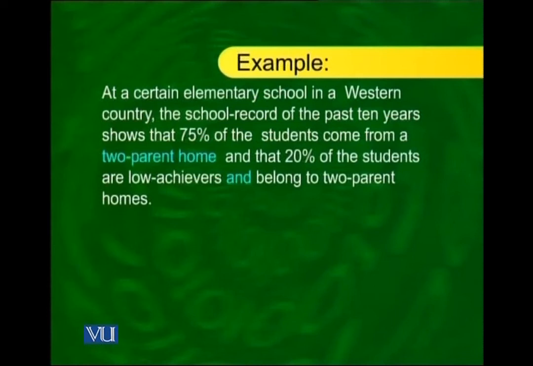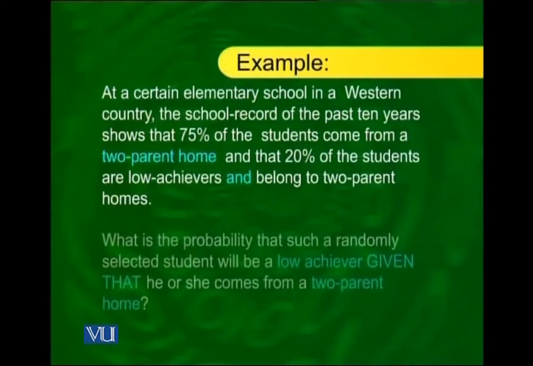Suppose that at a certain elementary school in a Western country, the school record of the past 10 years shows that 75% of the students come from a two-parent home and 20% of the students are low achievers and belong to two-parent homes. What is the probability that such a randomly selected student will be a low achiever given that he or she has come from a two-parent home?